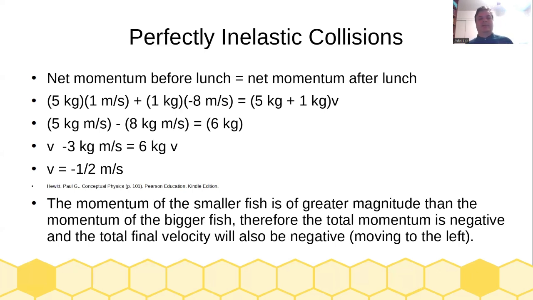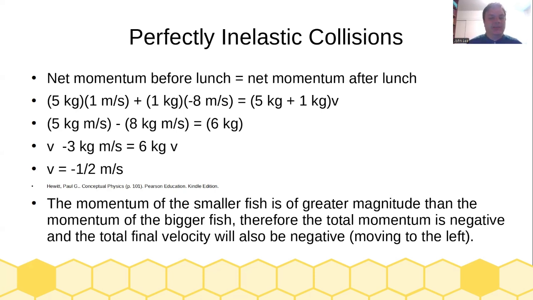What if instead of moving to the left at 4 meters per second, it's moving to the left at 8 meters per second? In that case, it would be 5 kilograms times 1 meter per second, the momentum of the bigger fish, plus 1 kilogram times negative 8 meters per second, the momentum of the smaller fish, is equal to 6 kilograms times V. So 5 kilogram meters per second minus 8 kilogram meters per second is equal to 6 kilograms times V, or negative 3 kilogram meters per second is equal to 6 kilograms times V, or V is equal to negative 1/2.